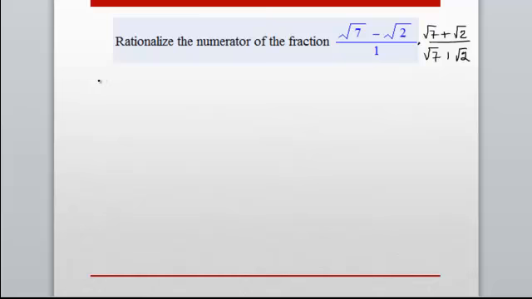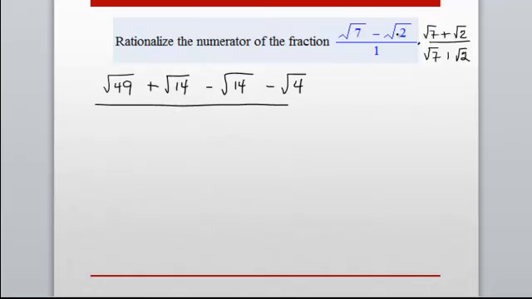So in the numerator, square root of 7 times square root of 7 is square root of 49. Square root of 7 times square root of 2 is the square root of 14. Negative square root of 2 times the square root of 7 is negative square root of 14. And negative square root of 2 times square root of 2 is negative square root of 4. All I'm doing, in case you're wondering, is just distributing this to everything and then this to everything. That's all. In the denominator, I just multiply everything by 1.